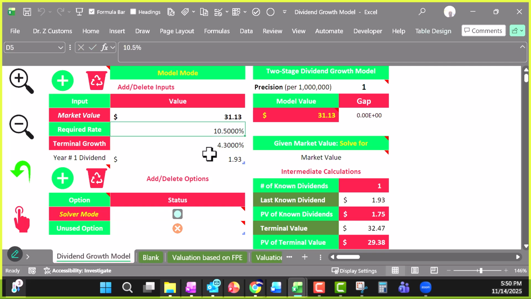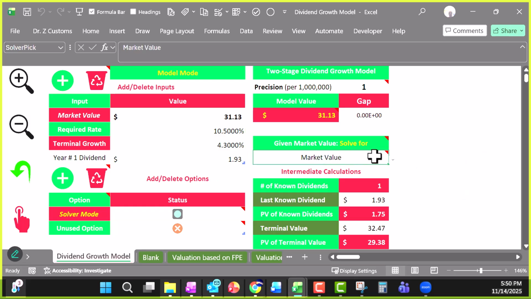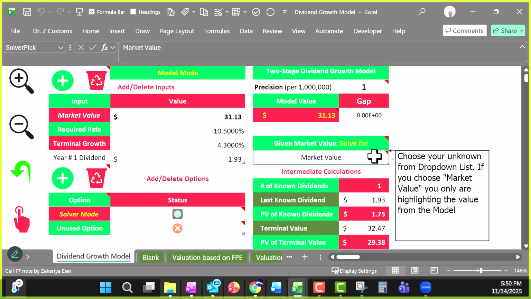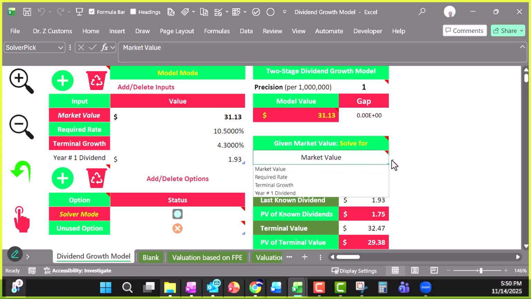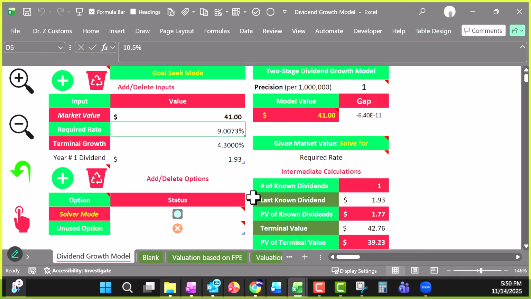This time we don't know the required rate of return. So we're going to go to this cell, and the note tells you what to do anyway. Go to this drop down box, pick what you don't know, required rate of return, and enter the market value given by the problem, 41, and it tells you that required rate of return is going to be 9.0073. Structure wise, this is not too much different from finding the yield to maturity for the bonds, right?